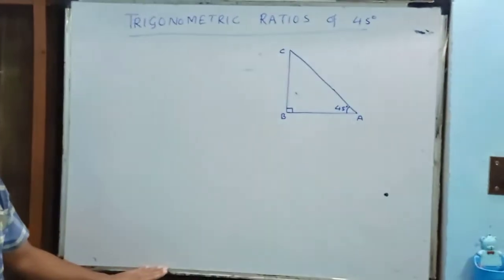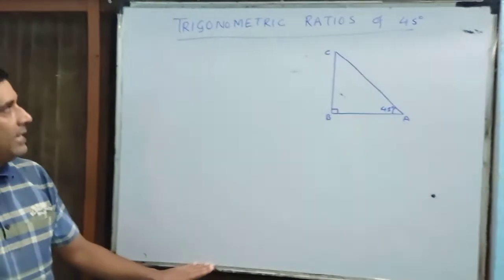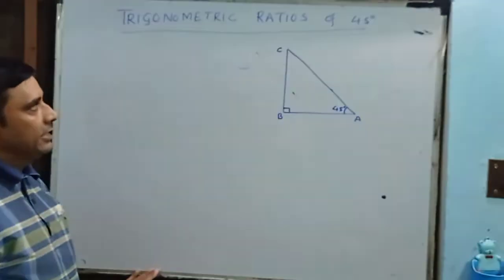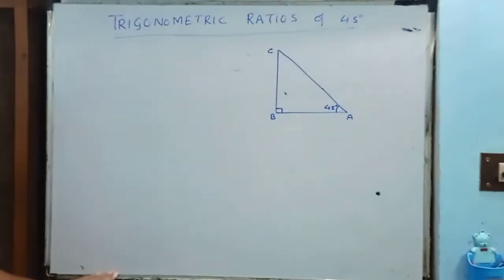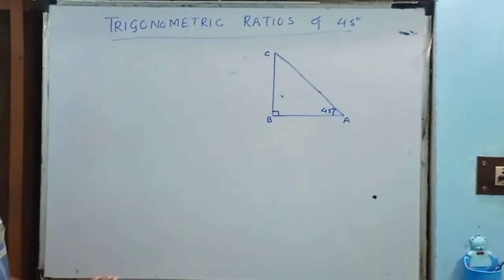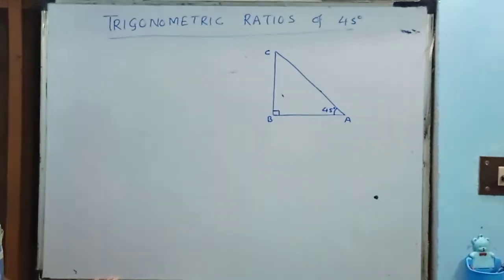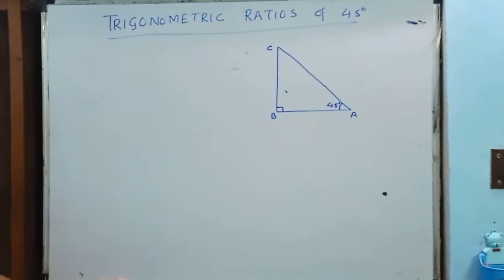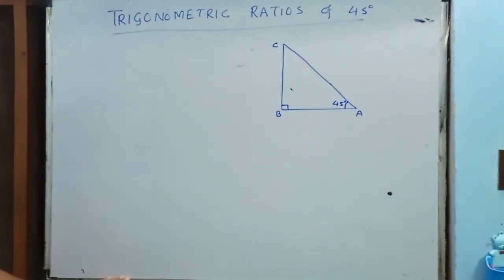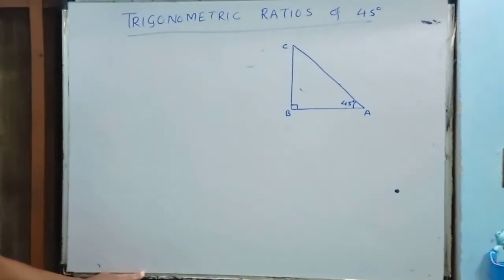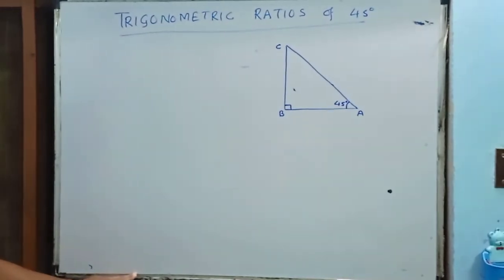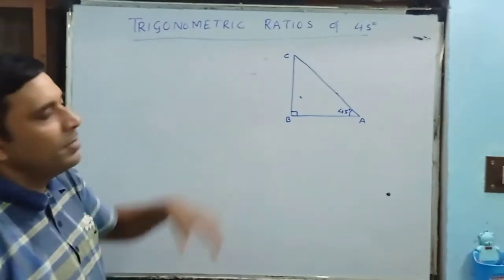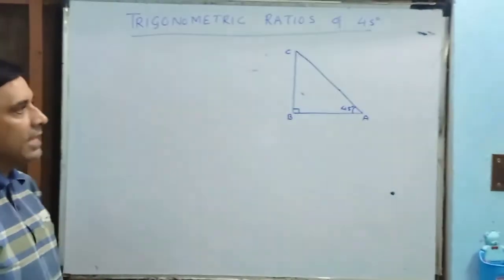Actually in 10th class there are 5 specific angles for which we have to find trigonometric ratios, and they are 0 degree, 30 degree, 45 degree, 60 degree and 90 degree. 0 degree and 90 degree it is deleted for this session. So we will learn how to find trigonometric ratios for 45 degree, 30 degree and 60 degree. In this series, first we will learn how to derive the value of trigonometric ratios for 45 degree angle.